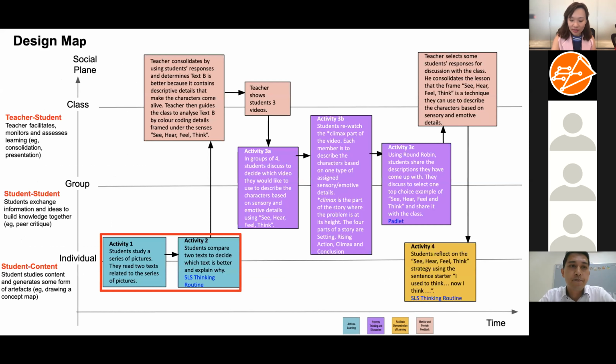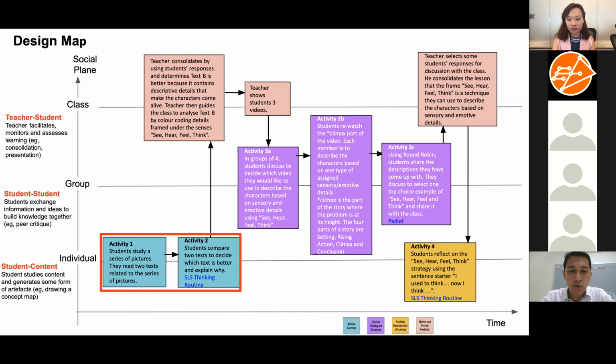Okay. So at this point of time, we'd like to share with the participants the design map of the lesson. And Allan, could you also share with us how the activities are designed to activate students' learning? We could begin from the highlighted portion, activity 1 and 2.